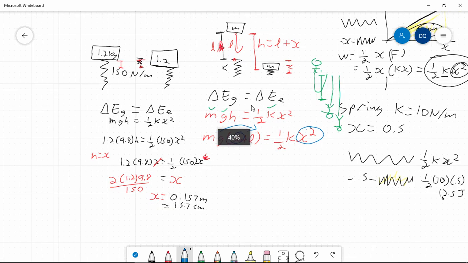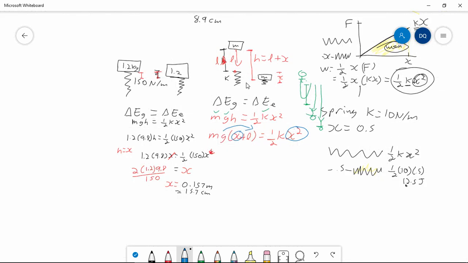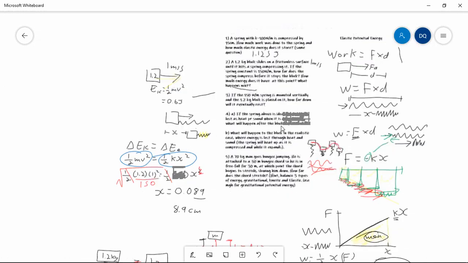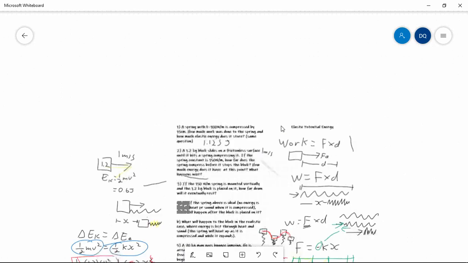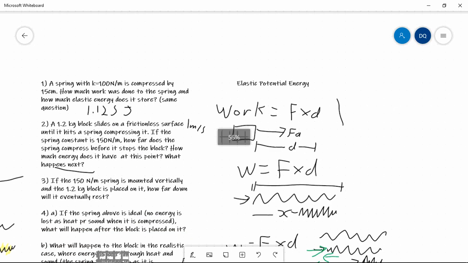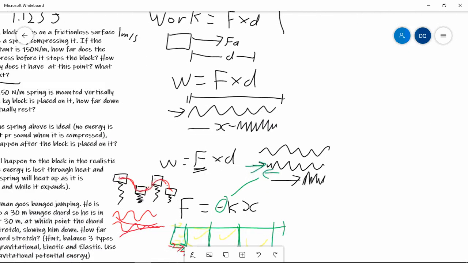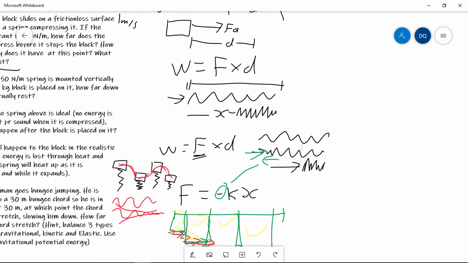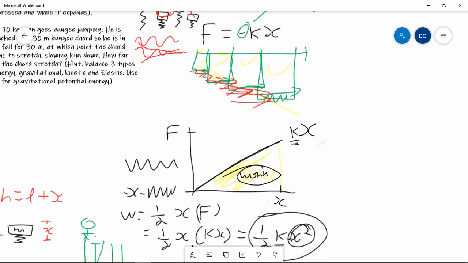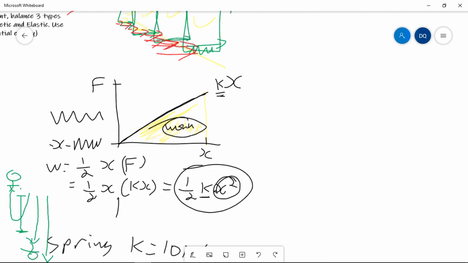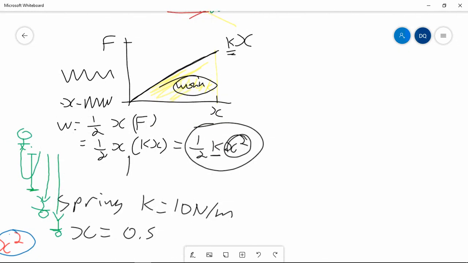Let me try and recap. So to recap what we've talked about here, work is force times distance. However, when you do work to a spring, that force is not constant. So you can't just go force times distance because you don't have some constant force to multiply. So what we do instead is we look at the area under this curve. And the area under that curve gives us this formula, 1/2 kx squared.